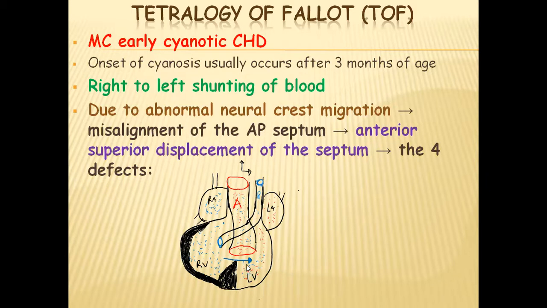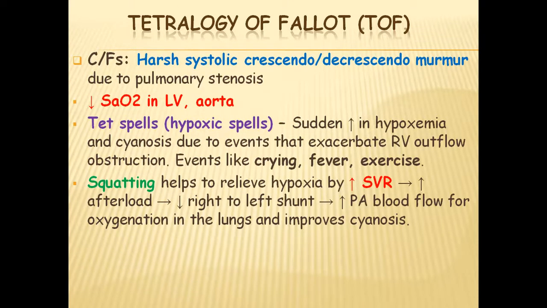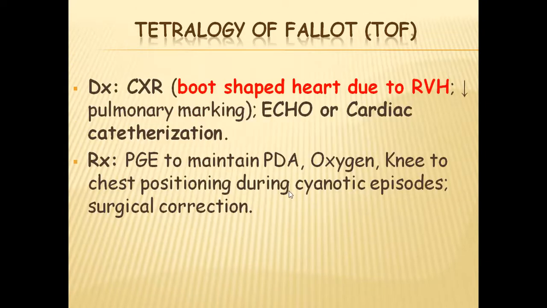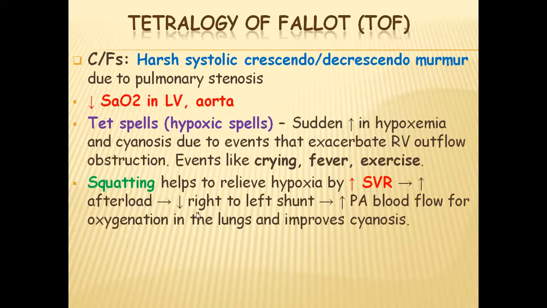So that also is going to lead to an increase in the pressure in the left ventricle, thereby decreasing the right to left shunting of blood, right? So that more blood can go into the pulmonary system for oxygenation, and more oxygenated blood can return to the left side of the heart and can leave through the aorta. So that's how squatting actually helps those people. So by increasing the systemic vascular resistance, which leads to an increase in afterload, and a decrease in the right to left shunting of blood, this leads to increased pulmonary blood flow for oxygenation in the lungs and improves their cyanosis.